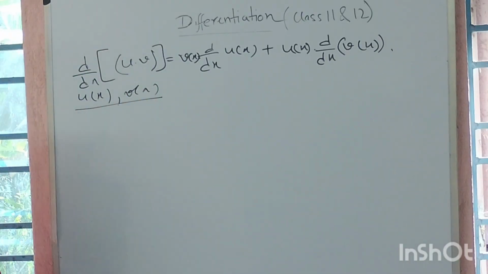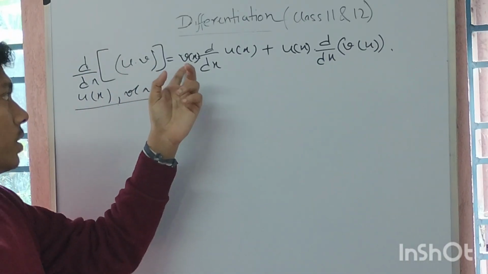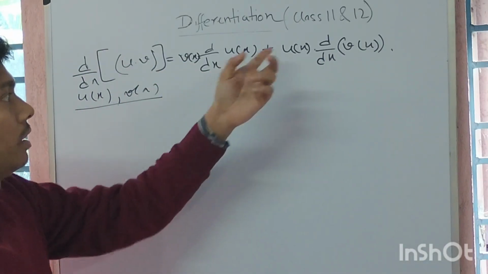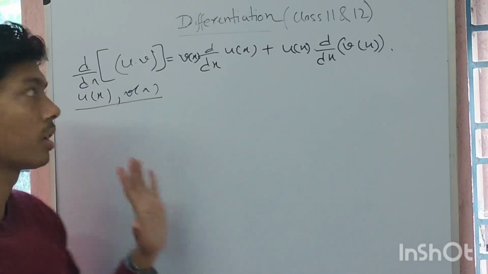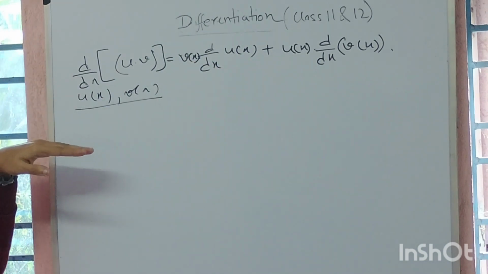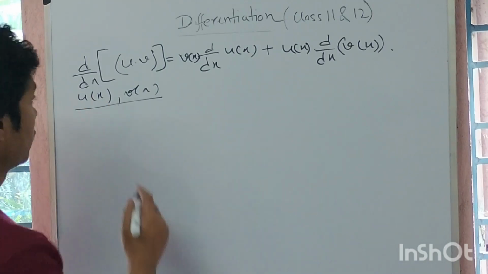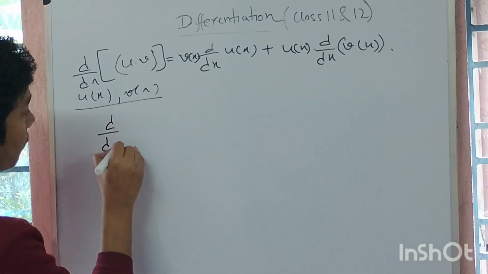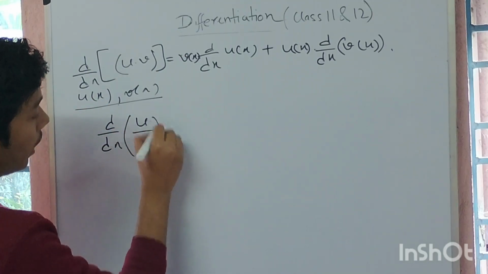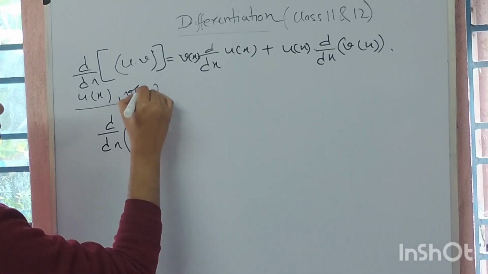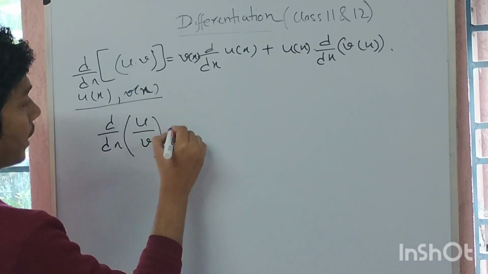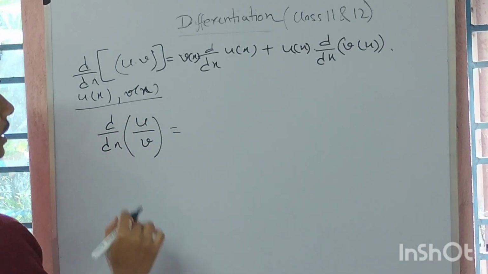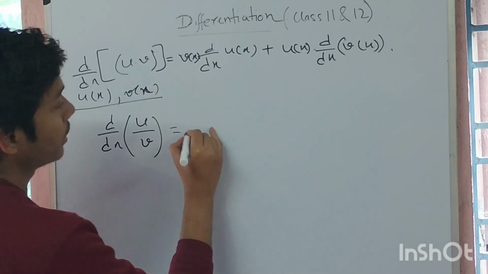It's nothing but just make one function constant and the derivative of another one, and next that function constant and the derivative of the other one. This is the derivative of the product of two functions. Now take two functions, u(x) and v(x), both functions of x. Then d/dx of u by v, what is the formula?